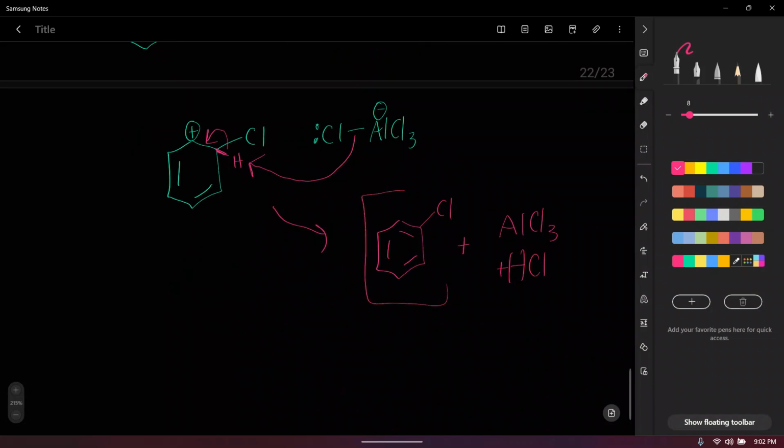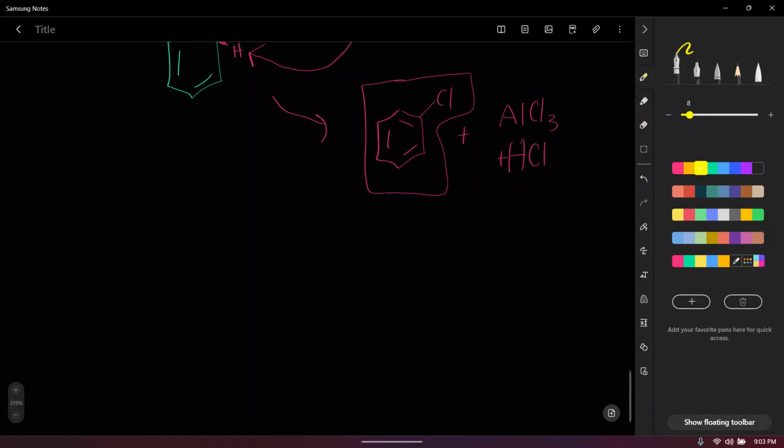But the main thing is that I now have that. Okay? Does that make sense? Hopefully that makes sense to everybody. All right. So, in summary, if I have a benzene ring and I add Cl2 and some Lewis acid, I will chlorinate my benzene ring.